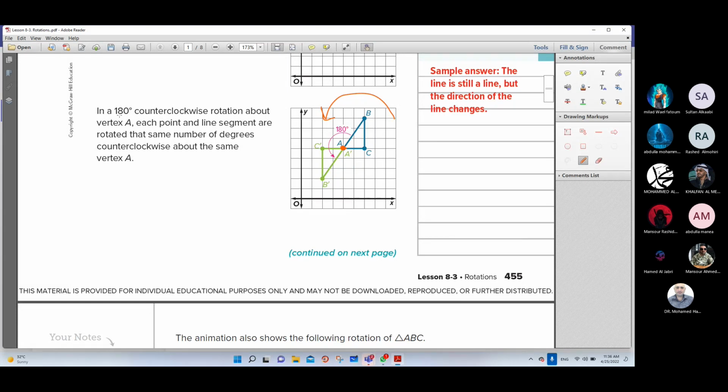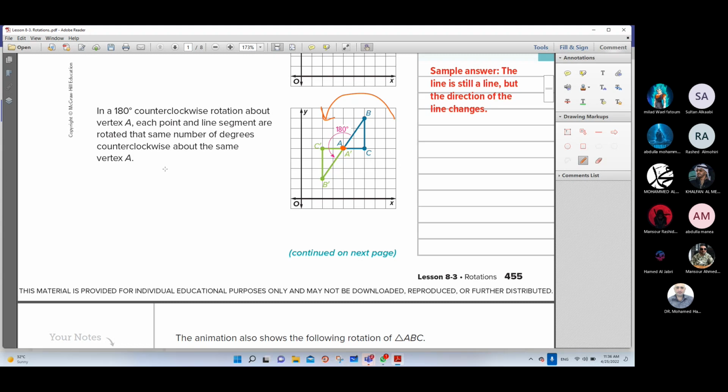Now in a 180 counterclockwise rotation about vertex A, each point and line segment are rotated that same number of degrees. Counterclockwise about the same vertex A.